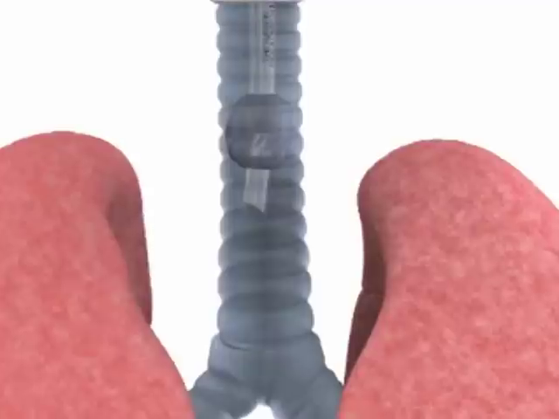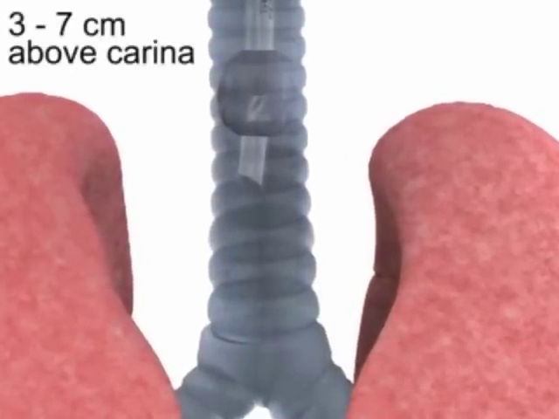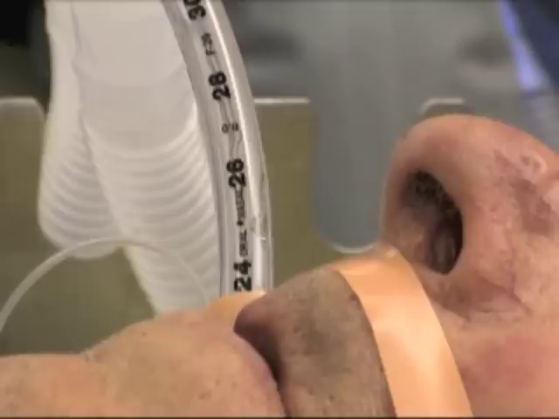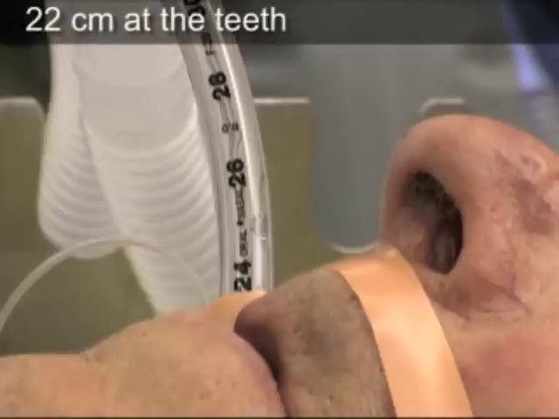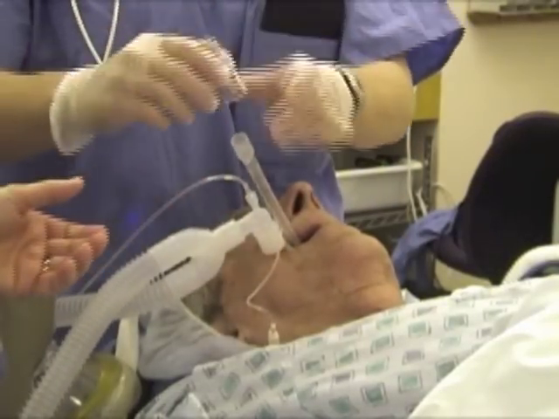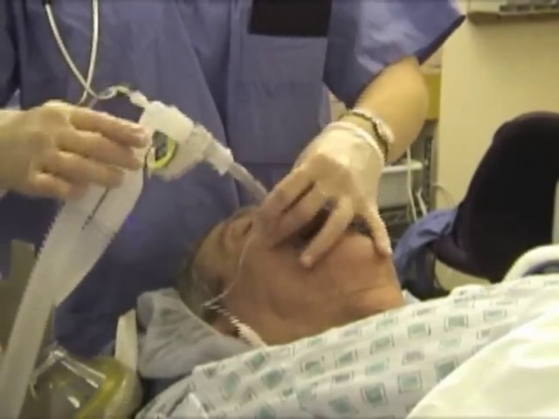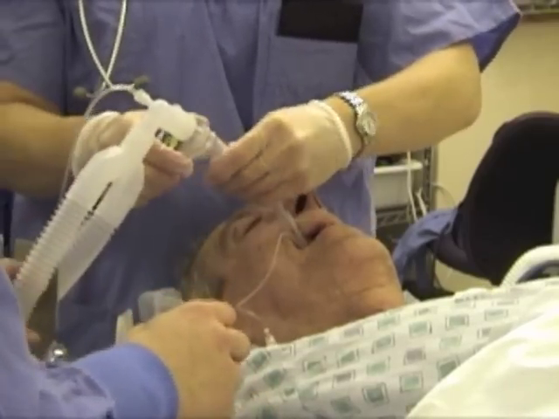The end of the endotracheal tube should lie in the mid-trachea 3 to 7 centimeters above the carina. A good rule of thumb is 22 centimeters at the teeth for the average size adult. Place the end-tidal CO2 detector onto the endotracheal tube and attach the ventilation bag, administering a few tidal volume breaths.